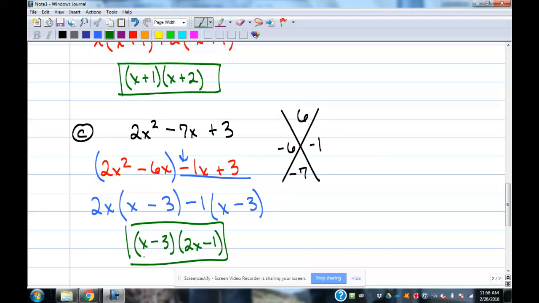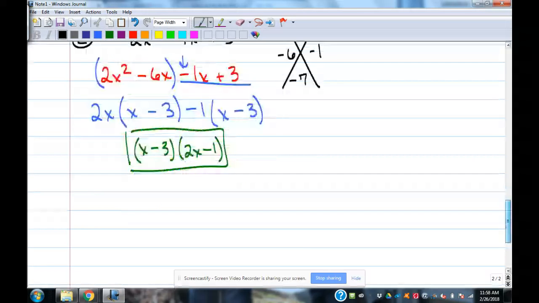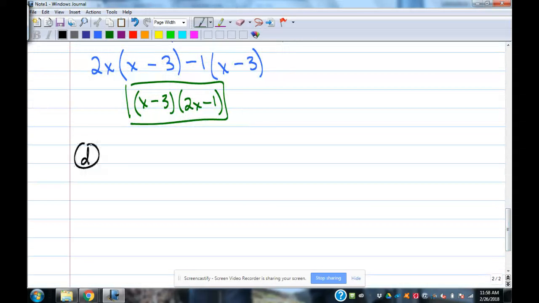All right? Not too bad. Sign differences can cause little issues. Let's look at this one. Say we had 4x squared plus 5 minus 9x. What do we do here? Got to get it in order first.